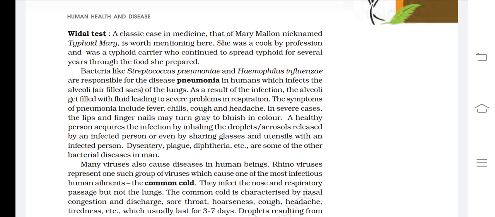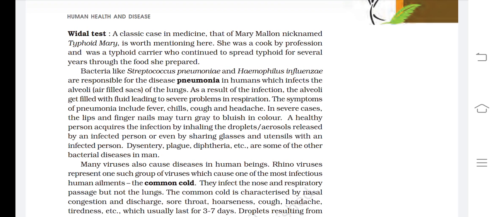A healthy person acquires the infection by inhaling the droplets or aerosols released by an infected person, or even by sharing glasses and utensils with an infected person. Dysentery, plague, diphtheria, etc. are some of the other bacterial diseases in man.